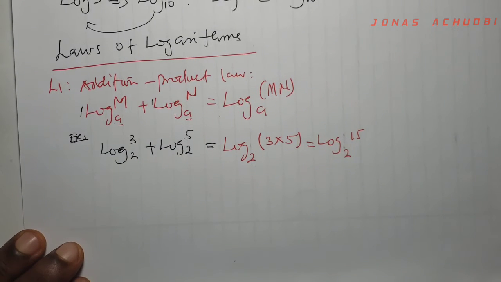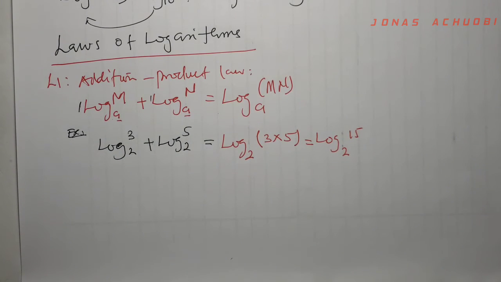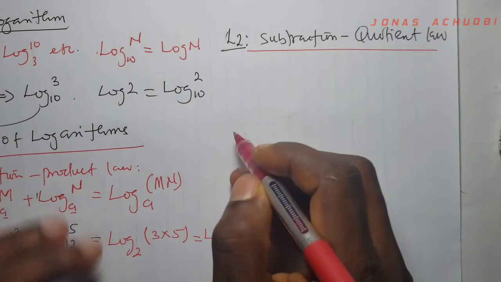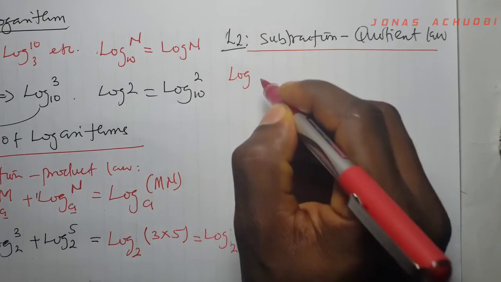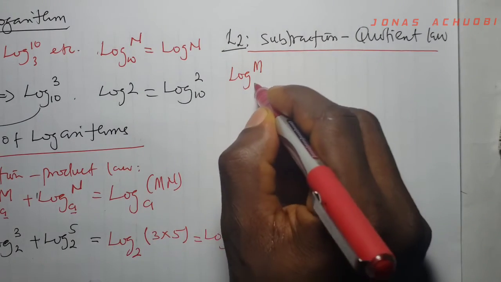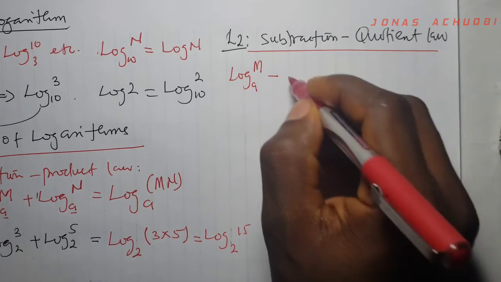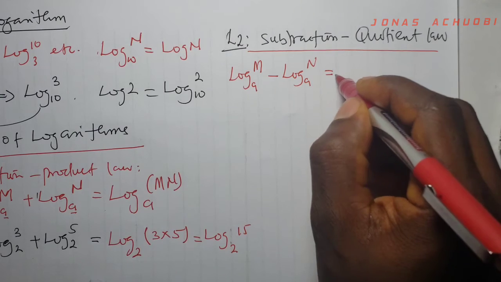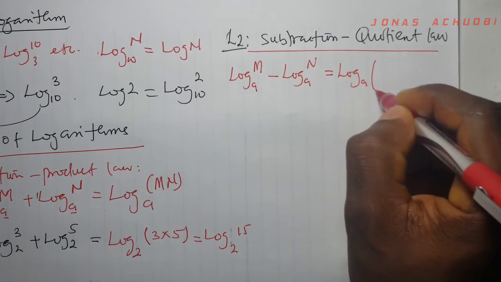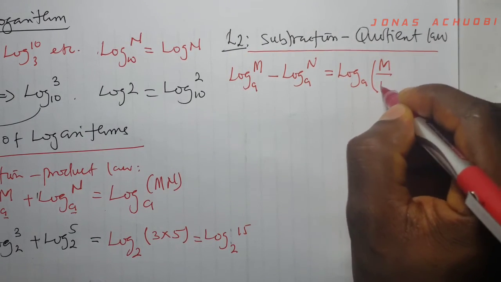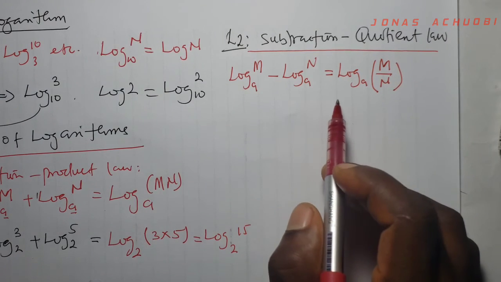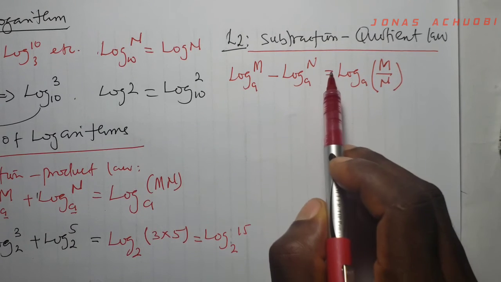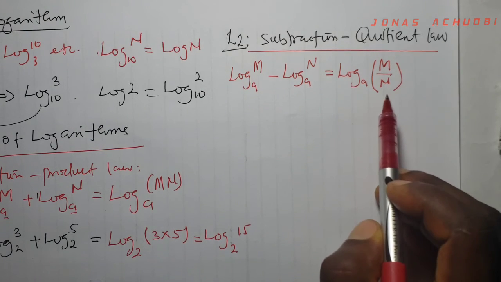We've applied the first law of logarithms, called the addition or the product law. Law number 2, the subtraction or quotient law. The law says that if I have the logarithm of m in base a, minus the logarithm of n in base a, this is the same thing as the logarithm in base a of m divided by n. So we are saying here that the difference of the logs of two numbers in the same base is equal to the log of their quotient.